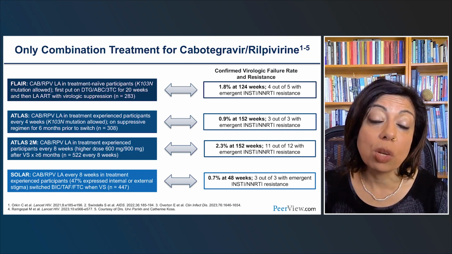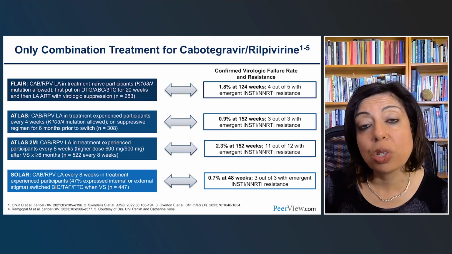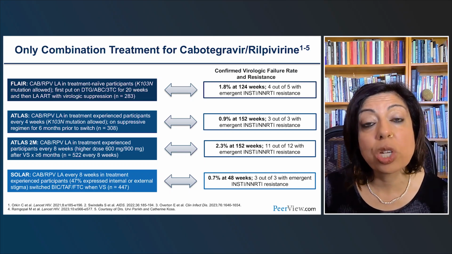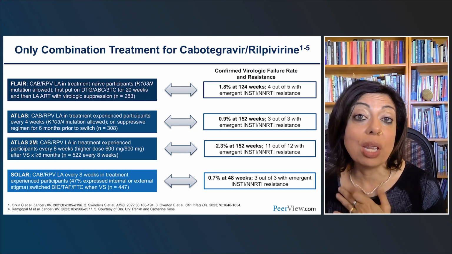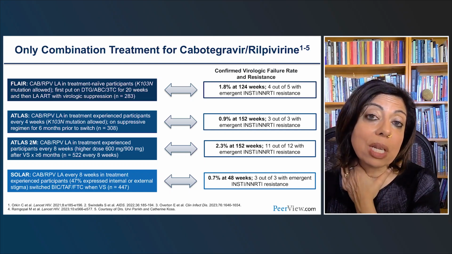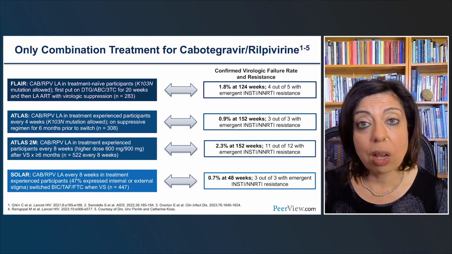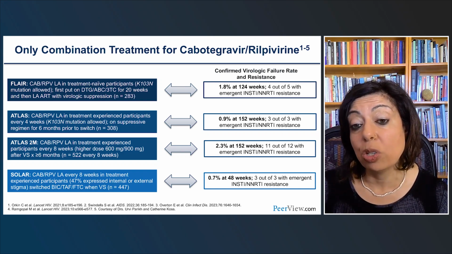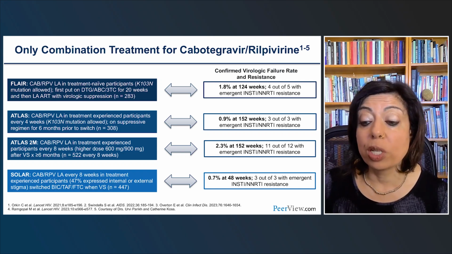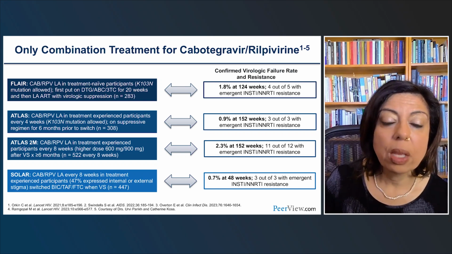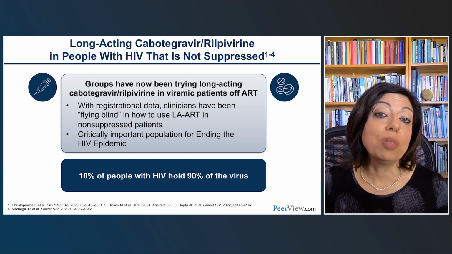And then finally, the SOLAR study was performed actually after the drugs were approved. FLAIR, ATLAS, and ATLAS 2M were the registrational trials to get to FDA approval. SOLAR was published after the drugs were already on the market, and this was looking at cabotegravir and rilpivirine every 8 weeks in those who had originally been on BIC, TAF, FTC, switched over to cabotegravir and rilpivirine, and found very high rates of confirmed virologic suppression with a switch to therapy, and also importantly, patient-centered outcomes that really reported satisfaction with the long-acting ART regimen.